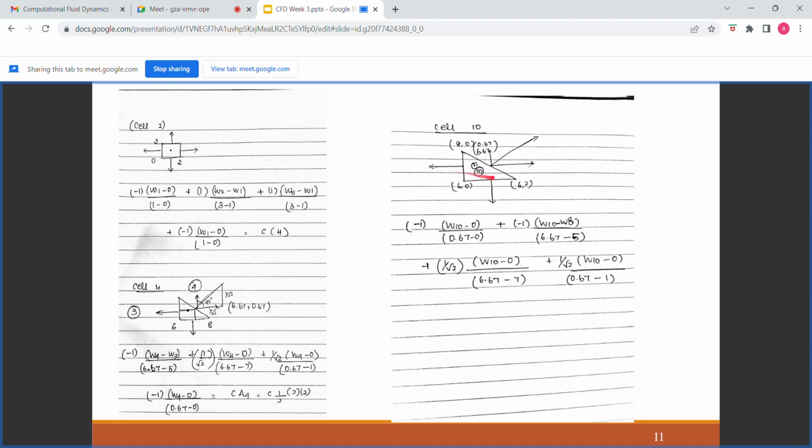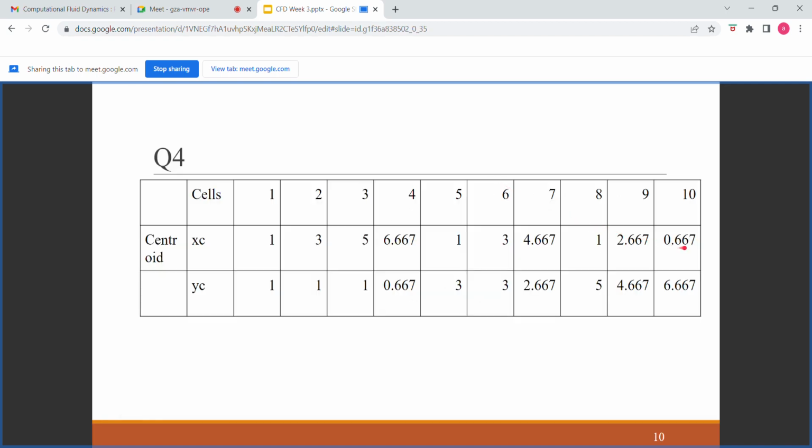In cell number 10, we have got, really sorry, this is 0, 6 and 0, 8. And this is 2, 6. Sorry for all those. It would be like minus 1. So in this direction, we would get minus 1 into W10, this is cell number 10, minus 0. And this would be 0.67 minus 0. Since we are getting 0, the centroid of cell number 10 would be 0.67 in the x direction and 6.67 in the y direction.